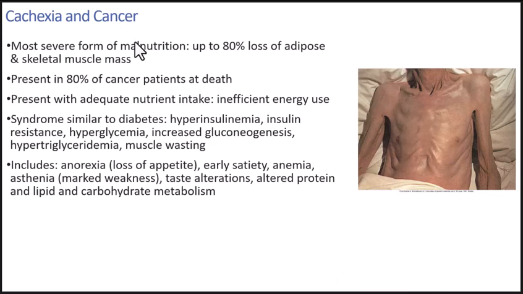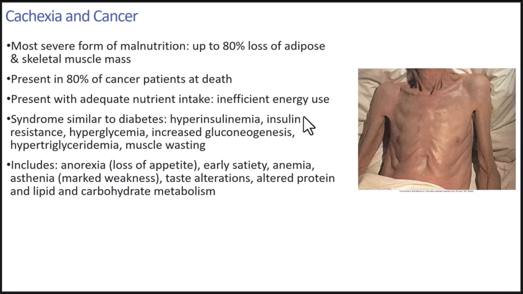Terminal cancer can cause cachexia, which is a severe form of malnutrition where there's extensive skeletal muscle loss and even adipose tissue as well. And these patients appear very, very frail and physically look unwell. And unfortunately, it's present in about 80% of cancer patients by the time of their death. Even if they do have adequate nutrition intake, their body is insufficiently using it.